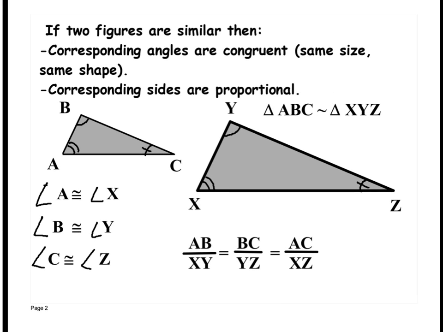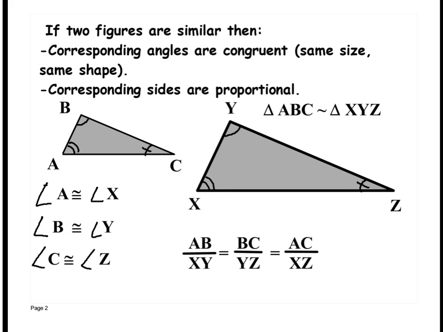All right, the rule says if two figures are similar, then corresponding angles are congruent, meaning they're the same size and the same shape. They have the same angle measure. Really, that's what you need to know. Corresponding angles are congruent, which means they're equal to each other. It's shown down here with angle X. This little symbol means angle A is congruent to angle X, angle B is congruent to angle Y, and angle C is congruent to angle Z.